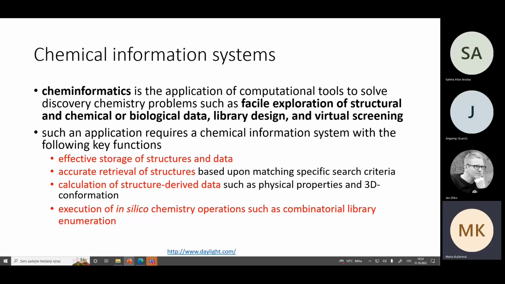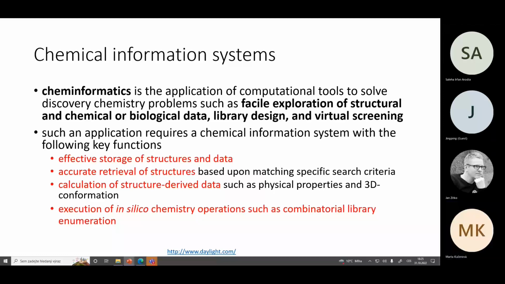Generally, the chemical information systems are governed by chemoinformatics, which is the application of computational tools to deal with chemical data, with the connected biological data to structures, and also designing libraries or performing virtual screening. All these processes require effective storage of structures and data, precise retrieval of structures based on specific search criteria during searching the databases. And the chemical databases also enable calculation of structure-derived data and dealing with these data, searching these data.